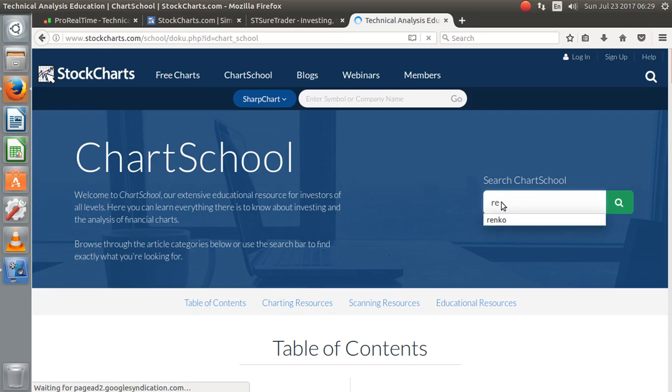R-E-N-K-O, Renko. Remember in the last video, the very first video, we made a 3-line break chart, which is a classical Japanese chart using the closing price. And I showed you then how well it catches trends. It clings on to trends literally, and you can make a good profit just by using the 3-line break charts. Anyway, let's take a look at Renko.